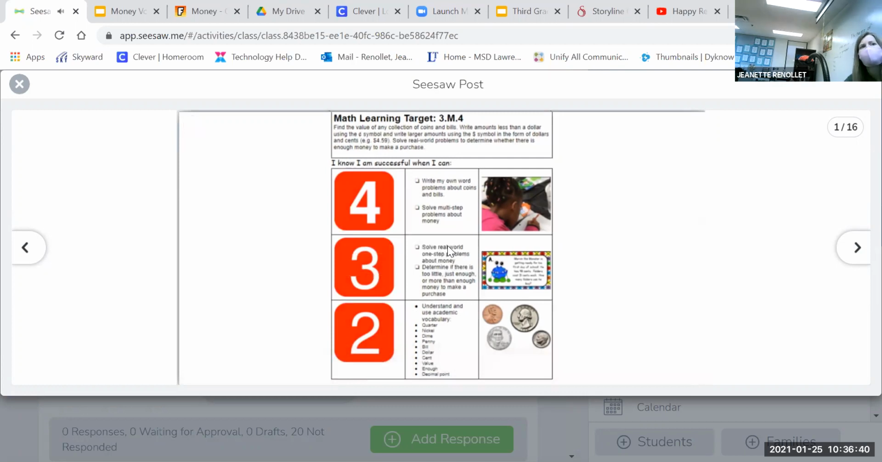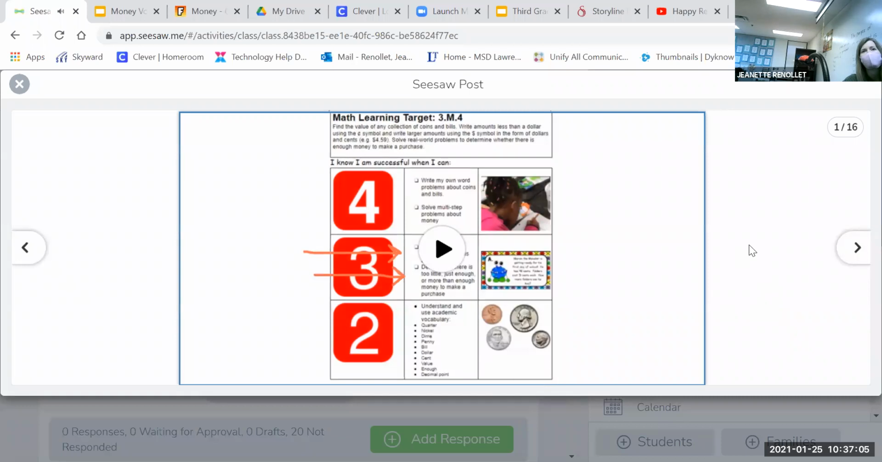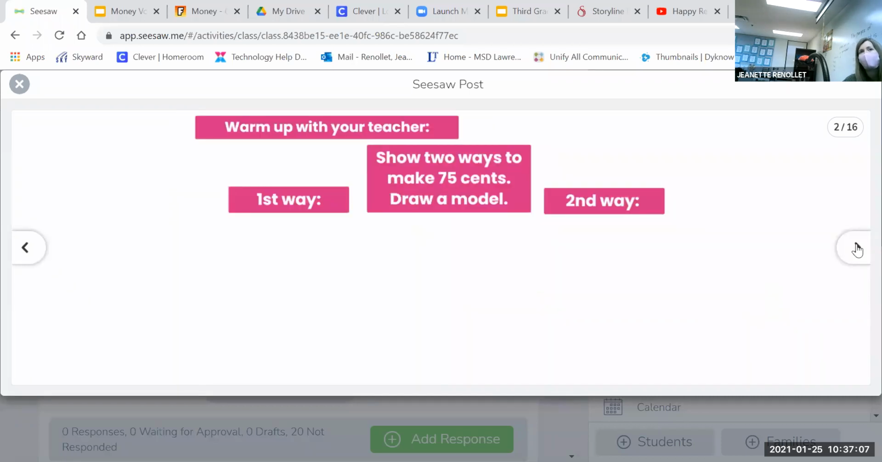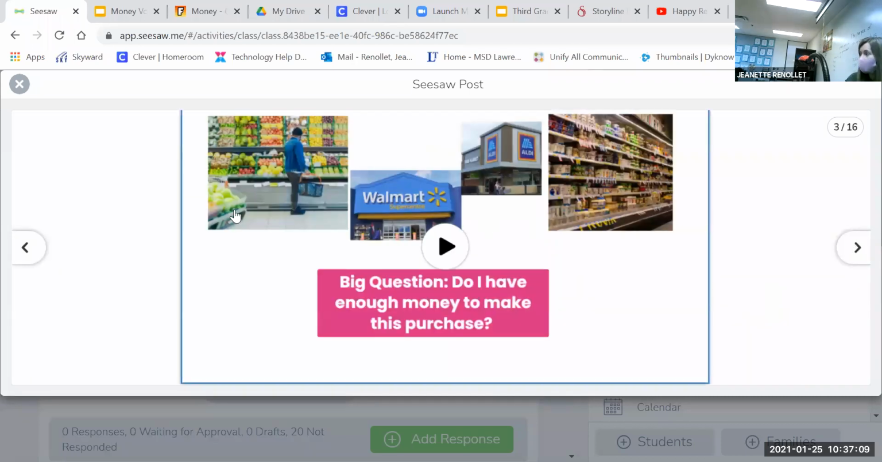We have two learning targets today in math. Today we're going to solve real-world problems about money. We also are going to determine if there is enough money to make a purchase. In today's work, we will build on our understanding of finding the value of a collection of coins and bills. All right, so we're going to keep using our knowledge of adding up money today to answer a big question. Here's our question for today.